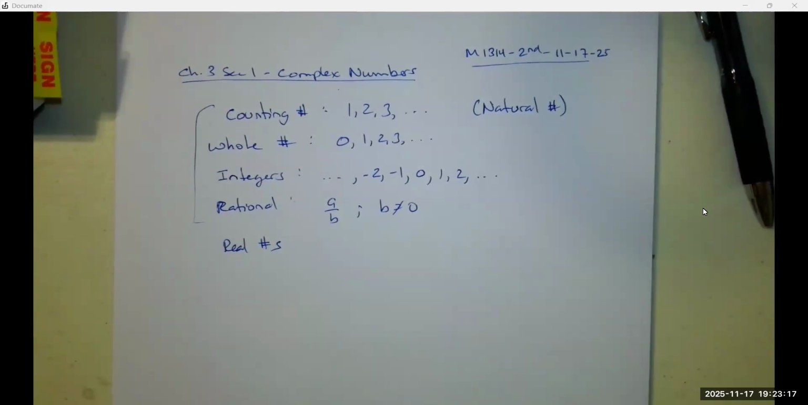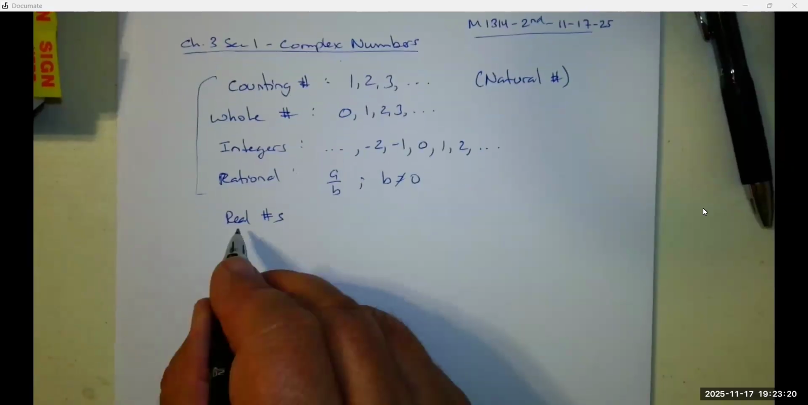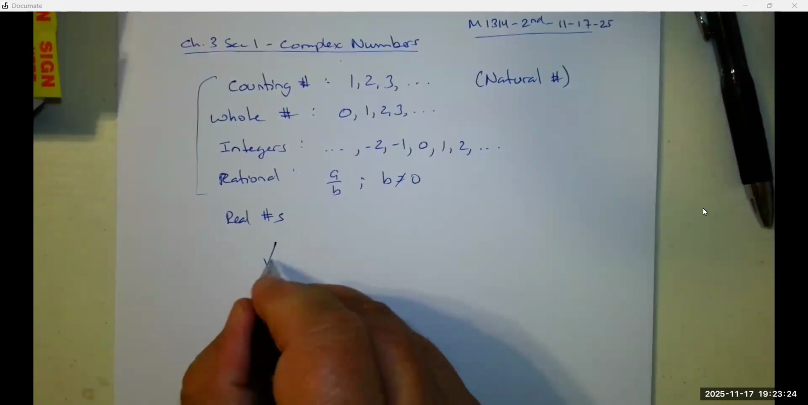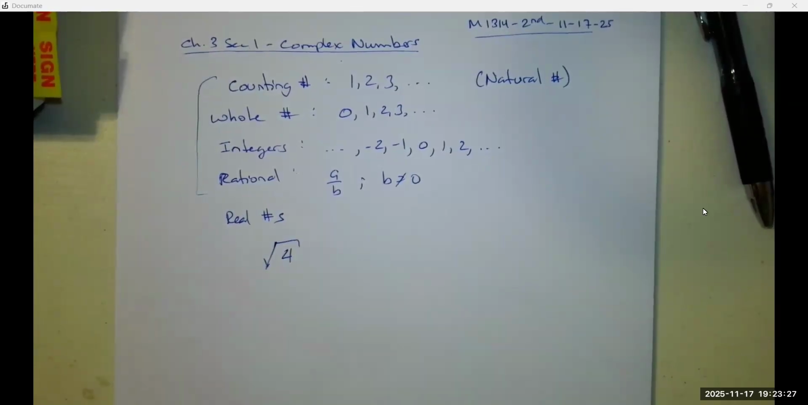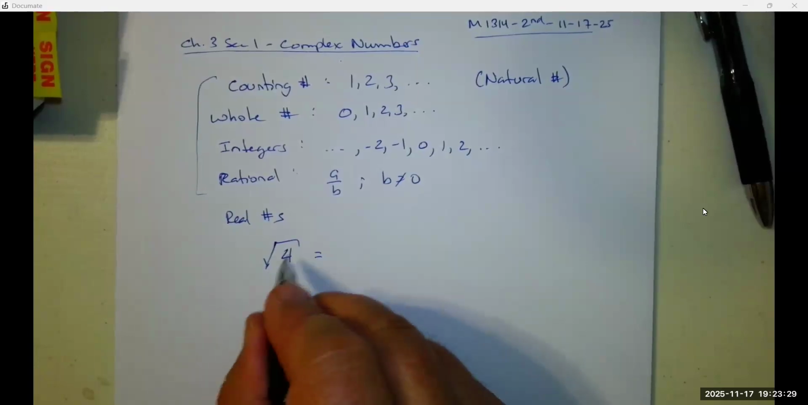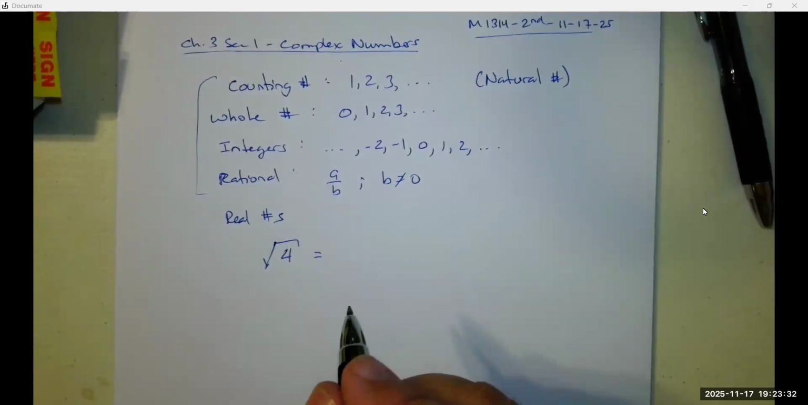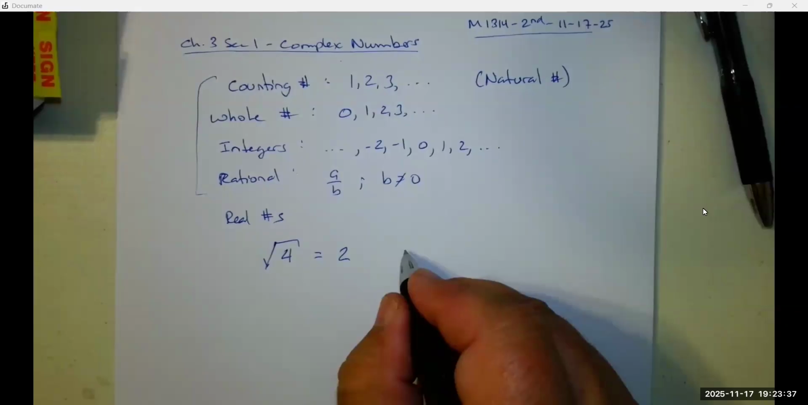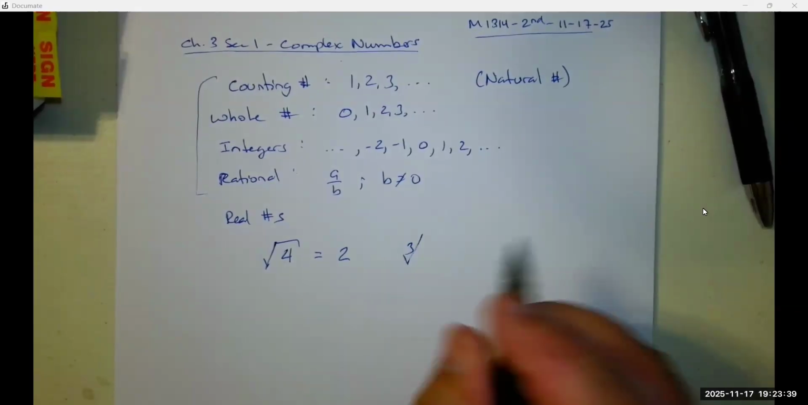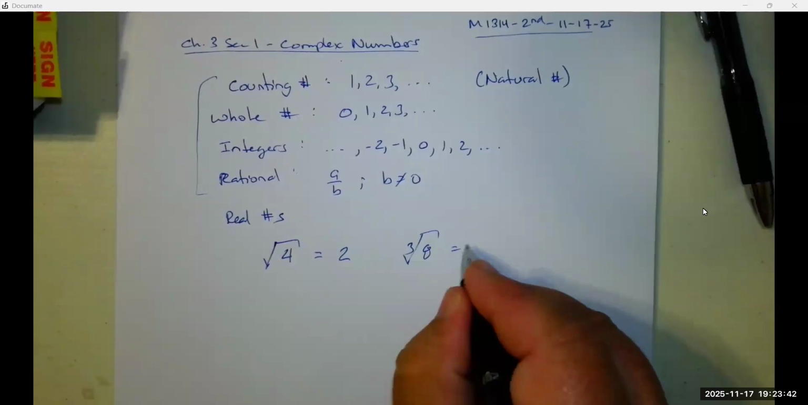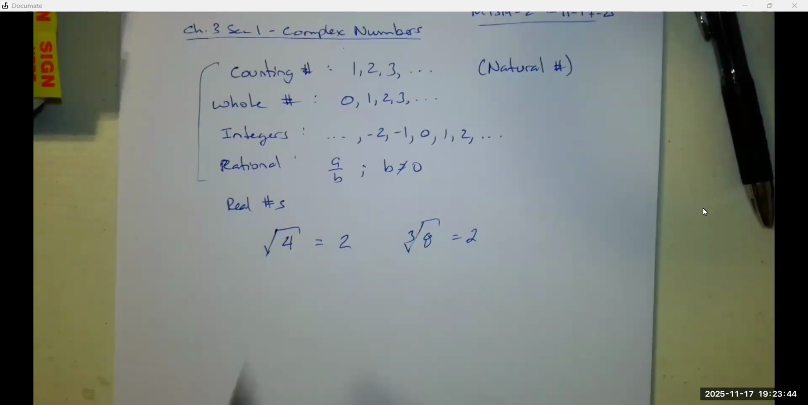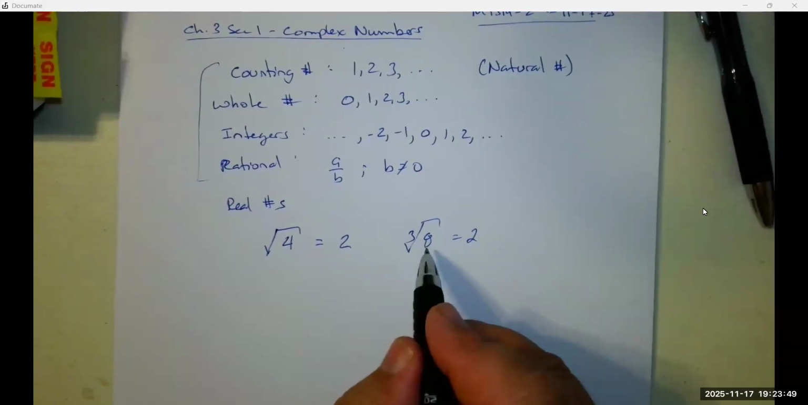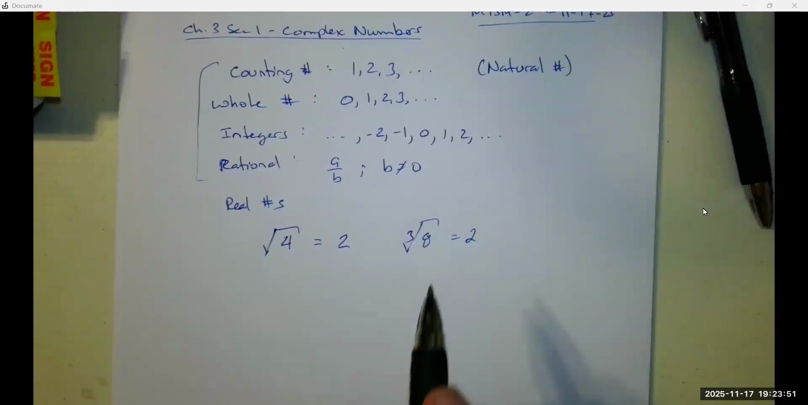But there are instances where we don't get real numbers anymore. For example, the square root works great if we have an even integer. Or we can use cube root. Square root, what times what is 4? It's 2. Cube root, what times what equals 8? That's 2.